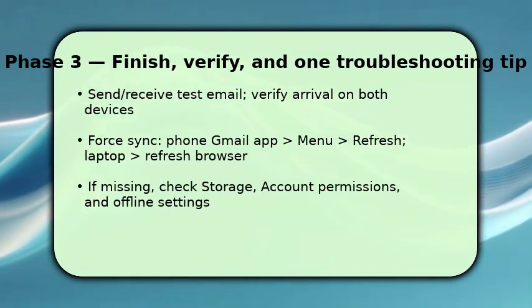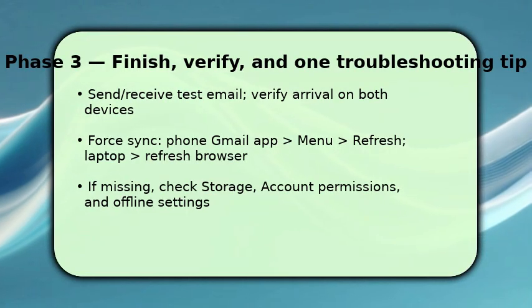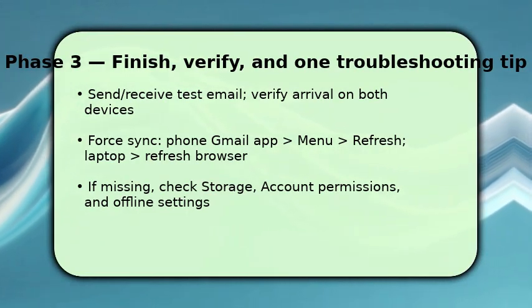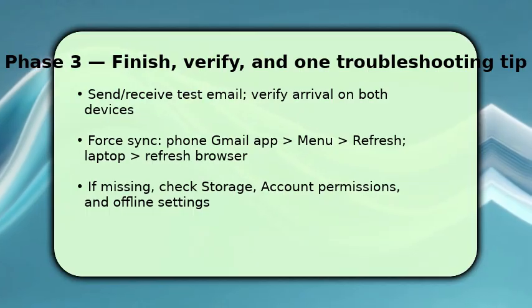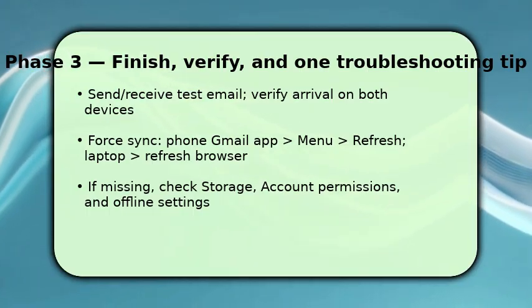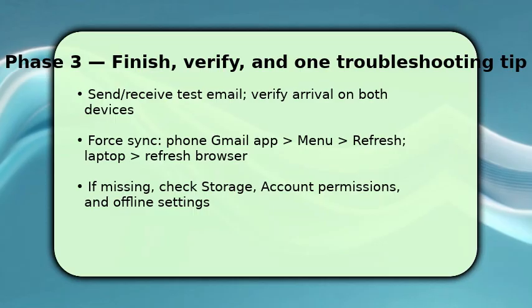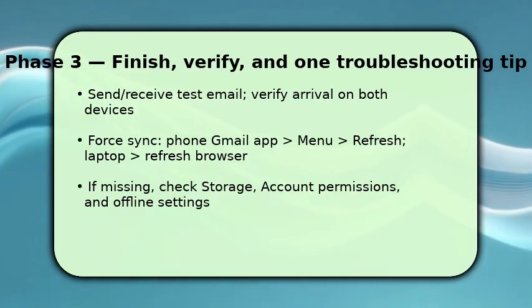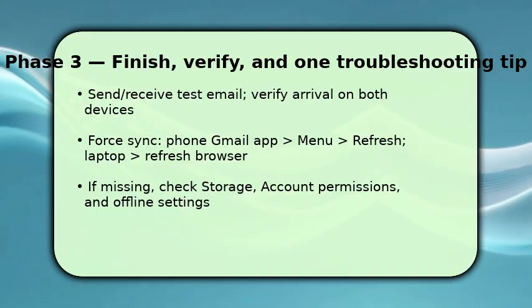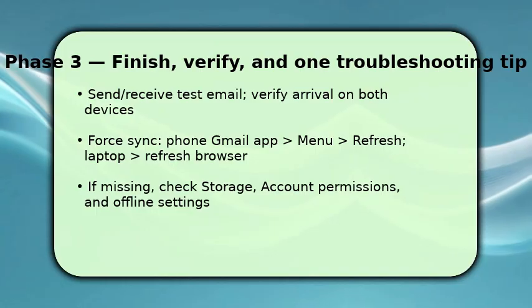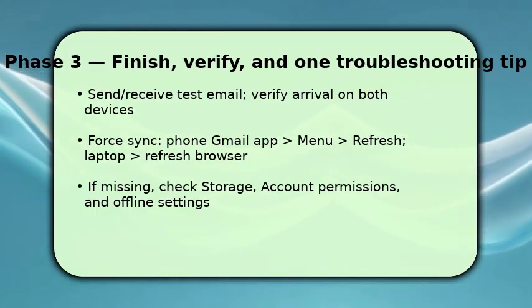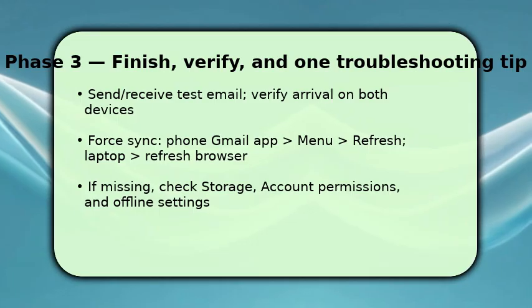Send a test email from your phone to yourself and confirm it shows up in the laptop's inbox, and vice versa. If it doesn't appear, force a sync, pull to refresh in the Gmail app, and reload the browser tab on your laptop. Make sure account storage isn't full and that Gmail has account and background data permissions. If problems persist, clear app cache or sign out and back in. This often resolves token or permission glitches quickly.